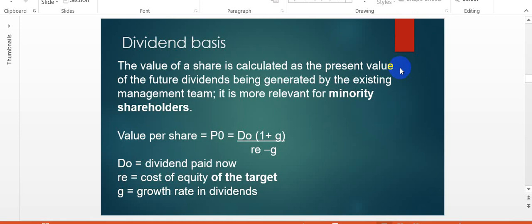This formula is P0 equals D0 (1 plus g) over (Re minus g). D0 being the dividends paid now, Re, sometimes abbreviated as Ke, is the cost of equity of the target. g is the growth rate in dividends. You may have to calculate g. There are two methods of calculating g.